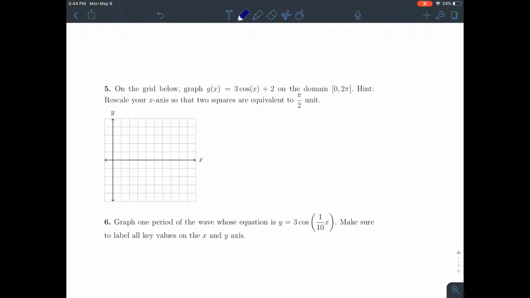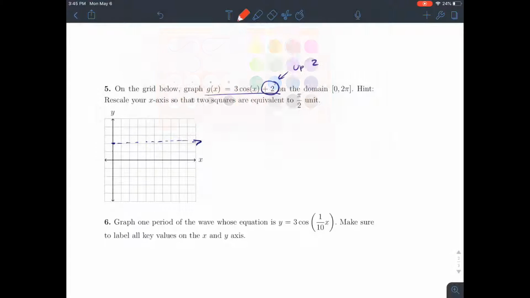Okay, so for this one, we've got 3 cosine x plus 2. This one has a vertical transformation, which is going to translate our whole graph up 2 units. So you go up 2 units here. Now our midline is going to be shifted all the way up 2 units.